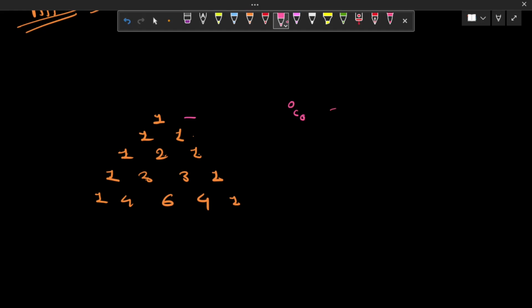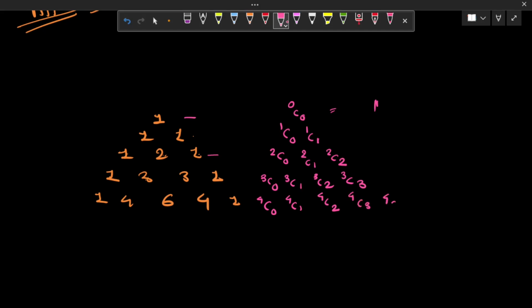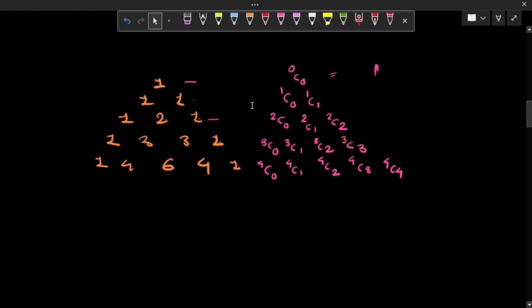This is nothing but 0C0, which is 1. This is 1C0 and 1C1. Now this row is 2C0, 2C1 and 2C2. Then 3C0, 3C1, 3C2, 3C3. Here, this is 4C0, 4C1, 4C2, 4C3 and 4C4. So this is the pattern followed by Pascal's triangle.